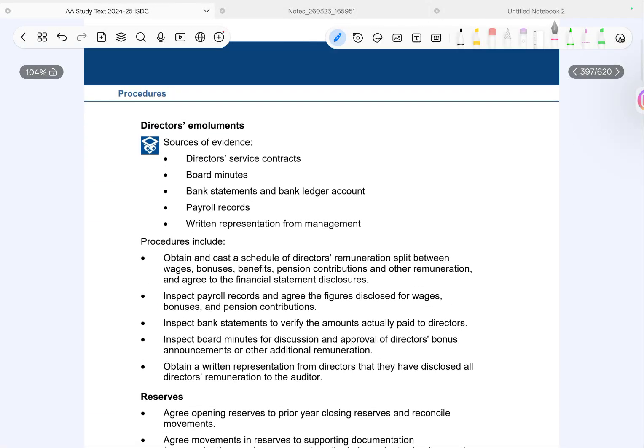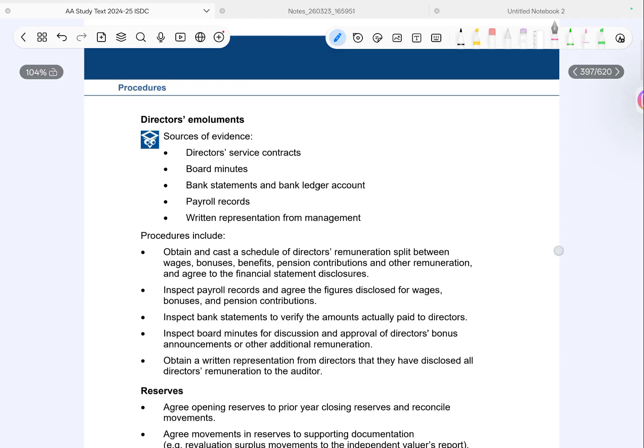For directors' emoluments, the auditor uses multiple sources of evidence, including service contracts, payroll records, bank statements, board minutes, and written representation from management. A key procedure is to obtain a schedule of directors' remuneration split into wages, bonuses, benefits, and pensions, and agree it to the financial statements disclosure.